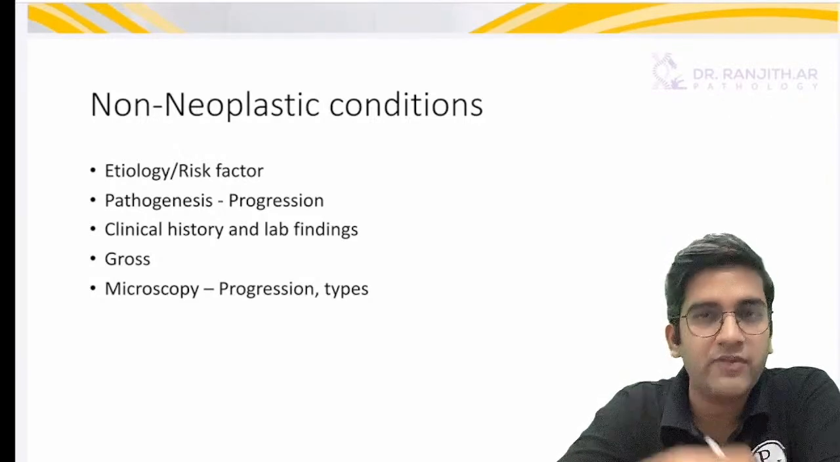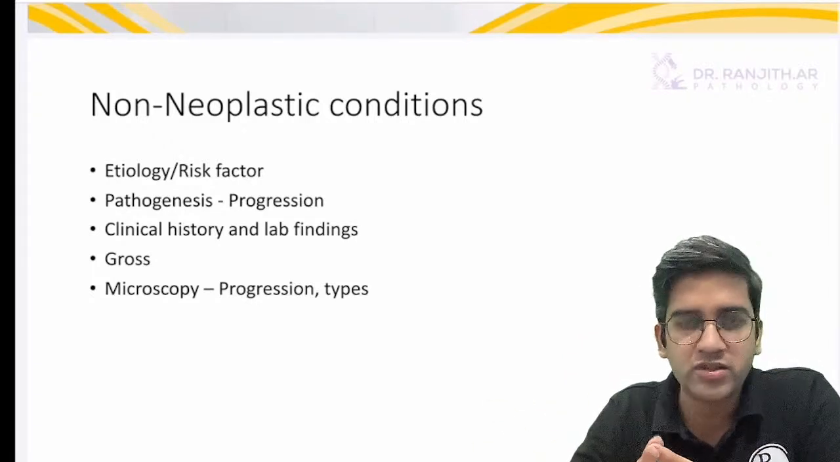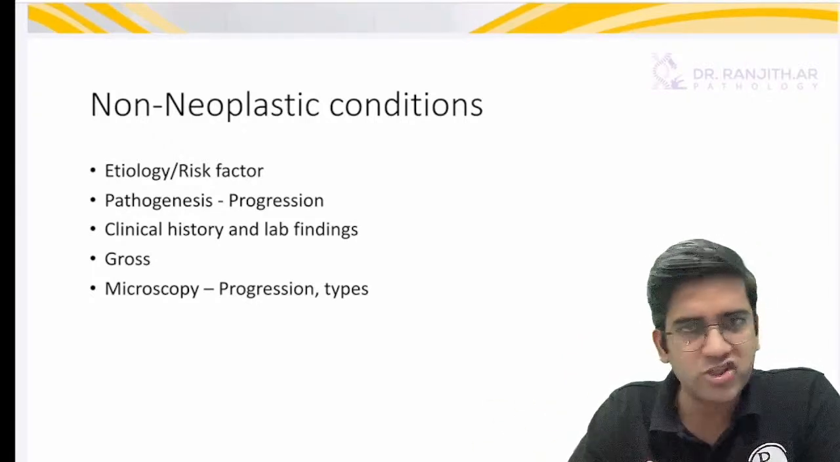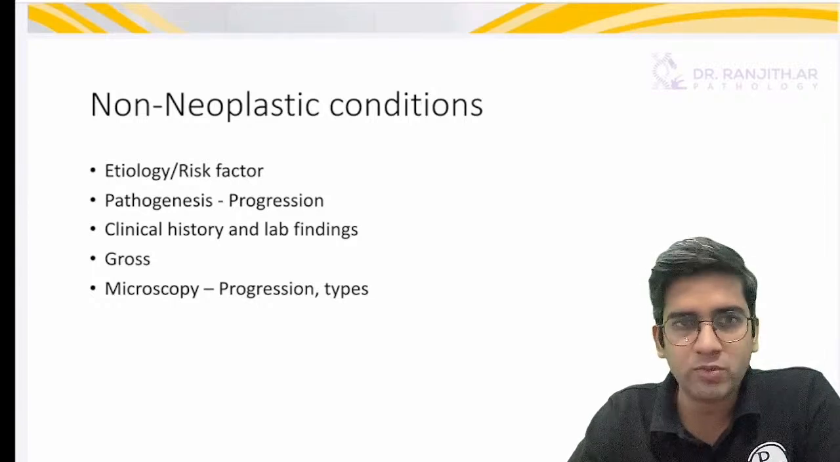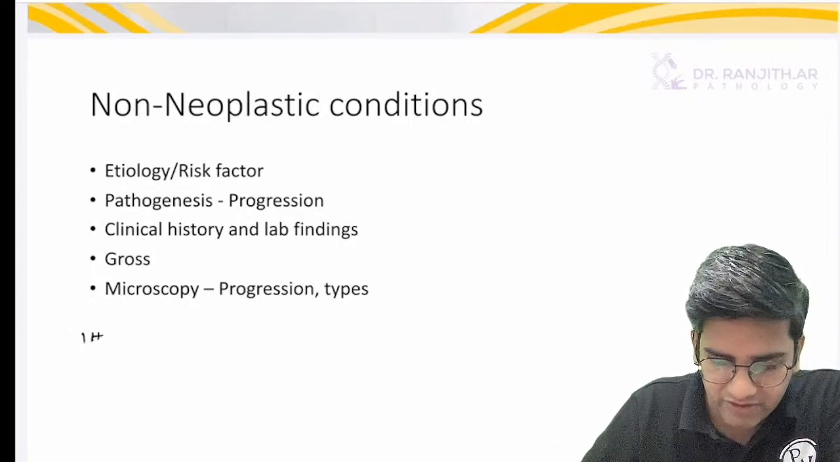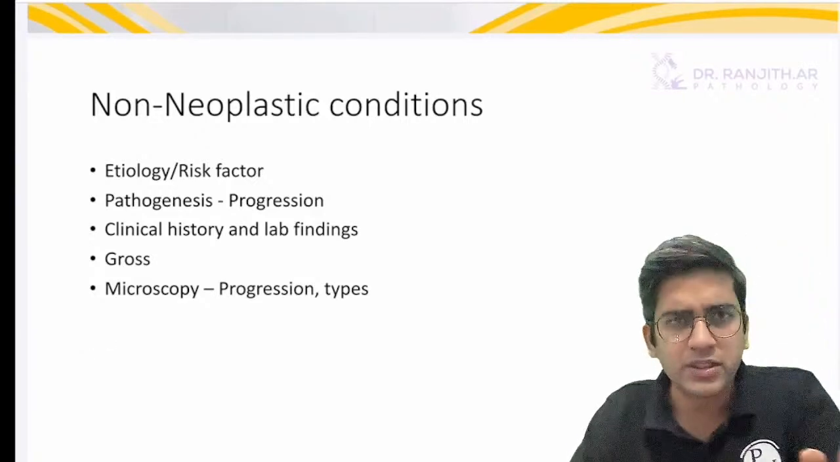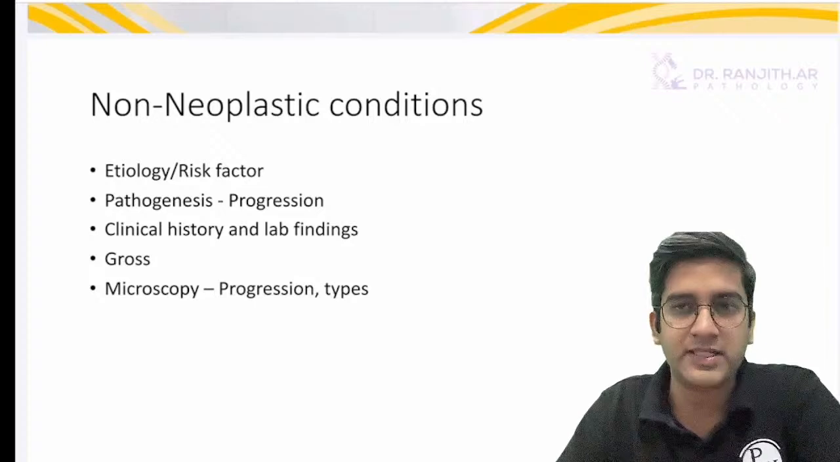Fine. Since CVS and lung, except for lung cancers, have quite a bit of non-neoplastic conditions like inflammatory and infective conditions, right? We already learned a template yesterday for a neoplasm. We use the words risk factor, pathogenesis, progression, clinical and lab findings, gross, microscopy, right? Progression or types, and we added IHC here, right? So the IHC heading and prognosis might not come for a non-neoplastic condition. It will be only for a neoplastic condition, fine?